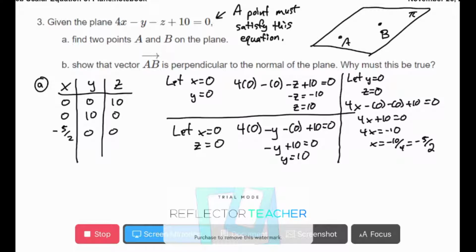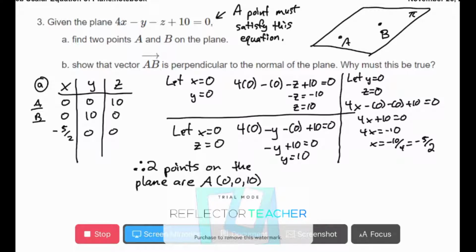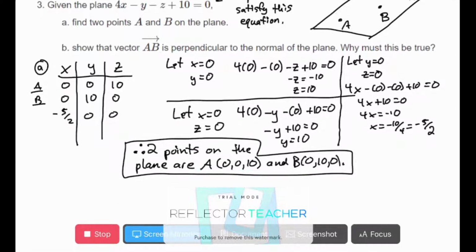So therefore, to answer A, 2 points on the plane are, and I'm just going to label this my point A and B: point A, which was at 0, 0, 10, and point B, which was at 0, 10, 0. Cool. That's A. What do we need to do for B?